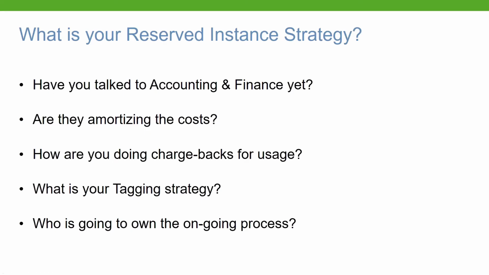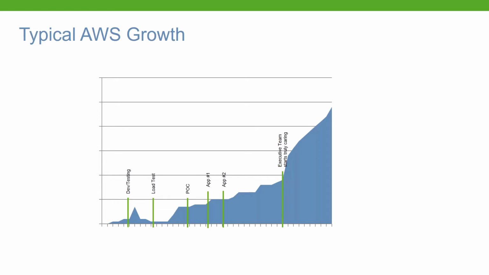So usually what you want to first talk about is, what is your reserved instance strategy? Have you talked to accounting and finance yet? Are they going to amortize costs? Are you doing chargebacks? How are you dividing the costs up within your company? Are different teams using the same accounts that you need to divide the costs up there? Tagging strategy. How are you going to tag it? This is very crucial for getting very granular cost reporting and having those reports go back, especially when it starts to impact budgets or spill over budgets, or you have a few people using more than they should be using.